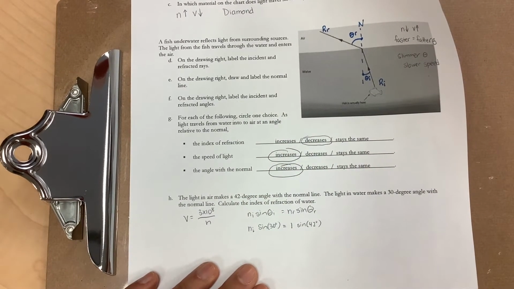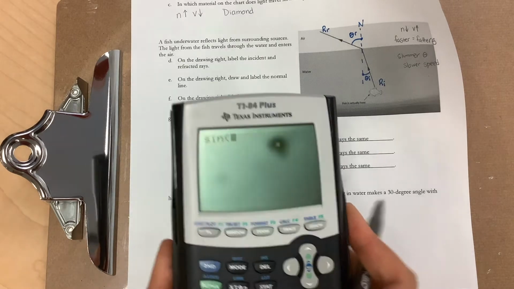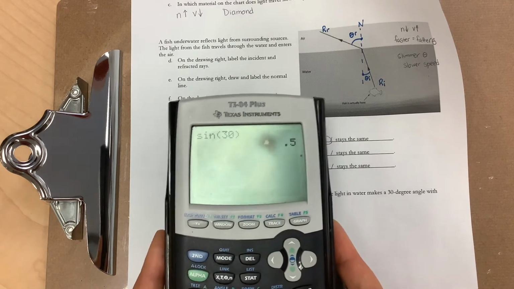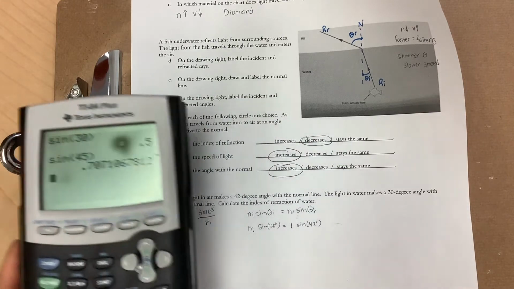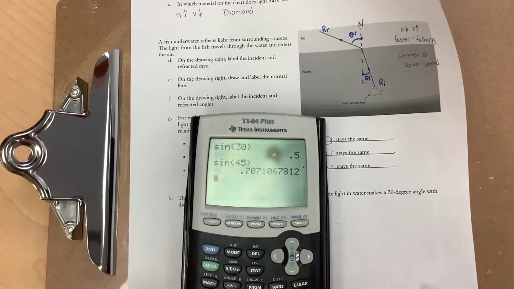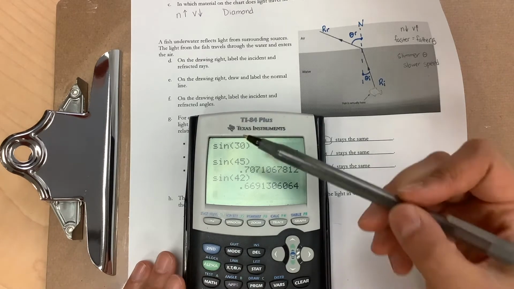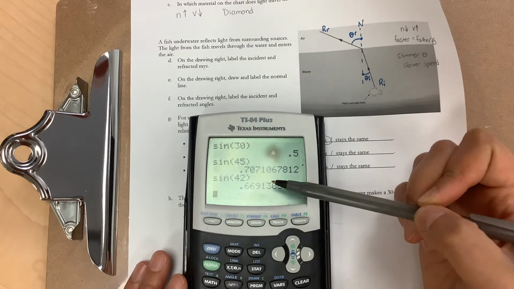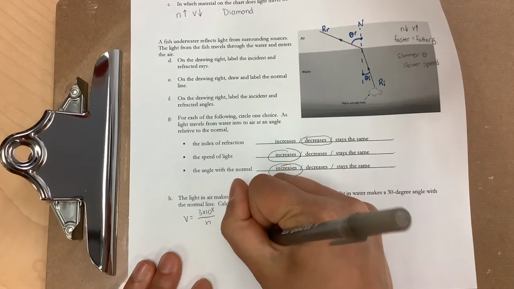I normally don't do this where I plug into my calculator before solving the problem algebraically, but I do know that people tend to get confused with sines and cosines. So I'm going to evaluate both sine values. Sine 30 is 0.5, sine 42 is 0.669. I'm going to replace sine 30 and sine 42 into my equation.